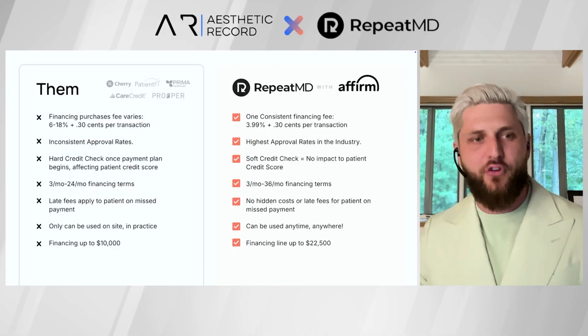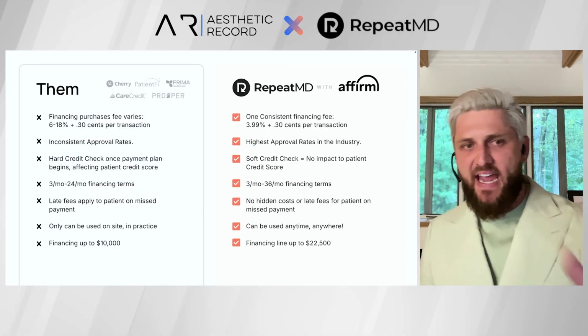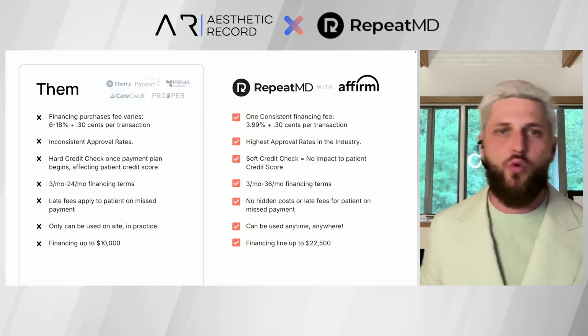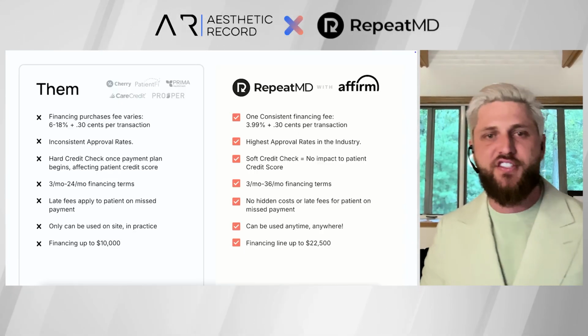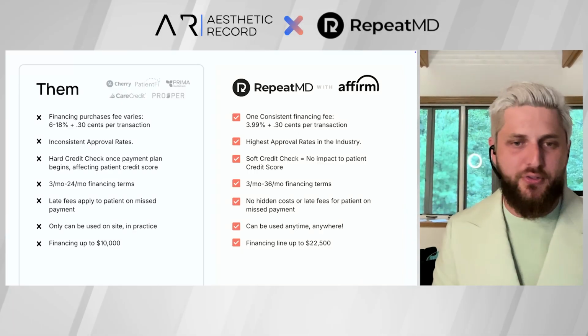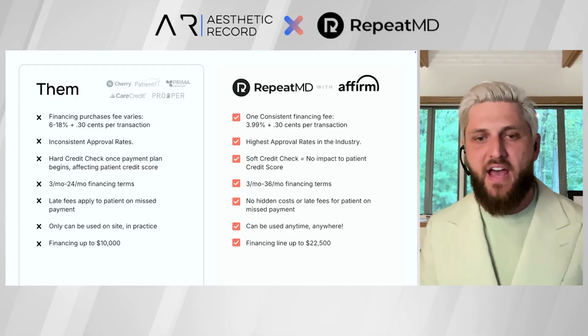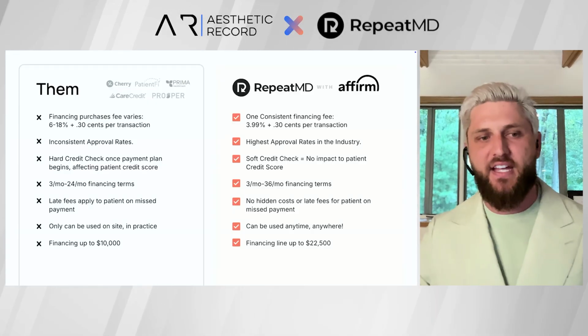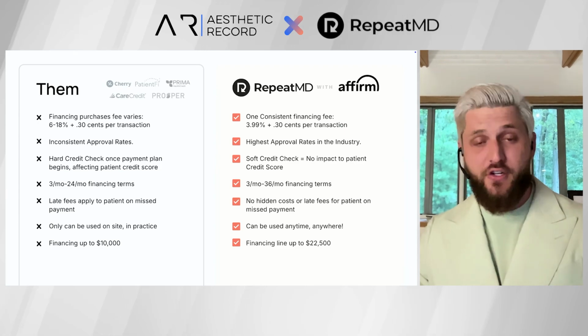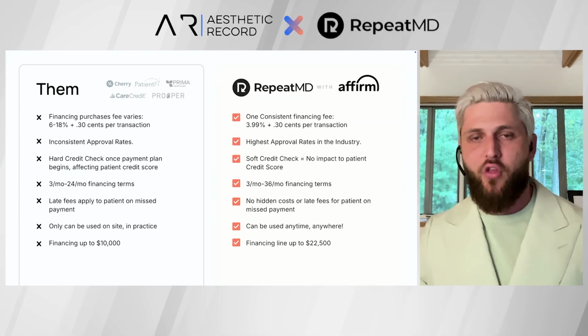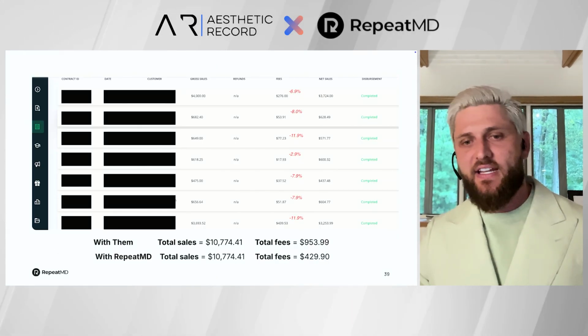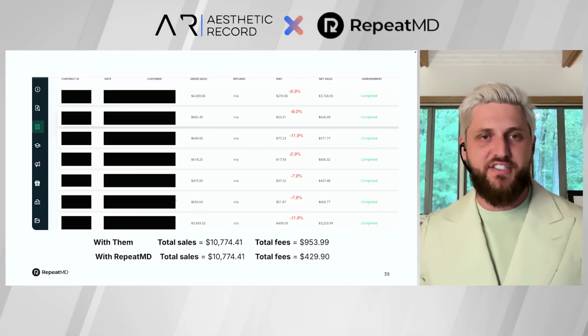So what does it all mean for your bottom line? It's like, this is the old way. This is the new way. The new way is soft credit checks, no impacts, 3.99% for any term length, for any credit score that gets approved, and up to $22,000, up to 36 months of financing. That's the new way. The old way is the opposite of all that.